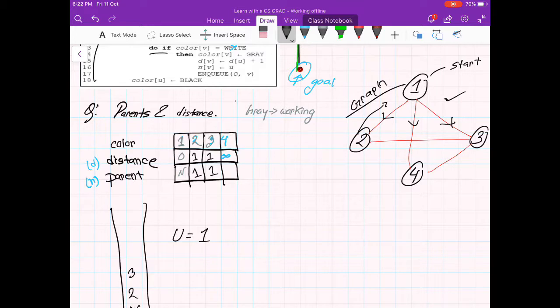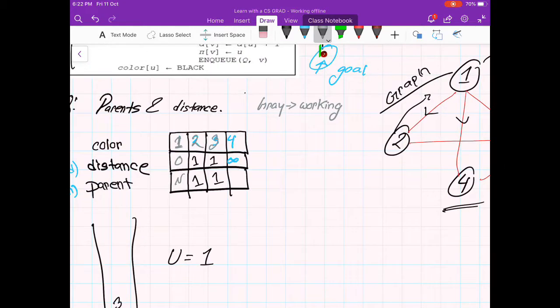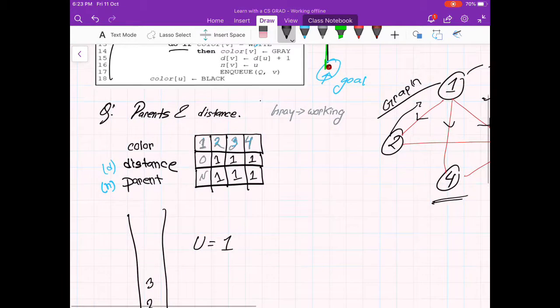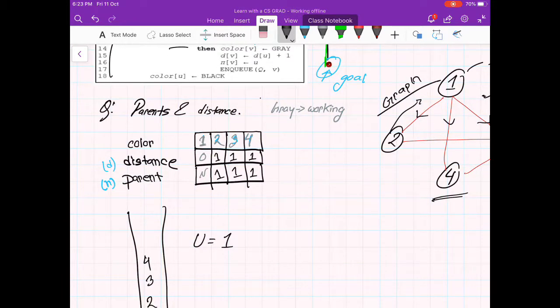And finally we have 4, which is adjacent to 1. So is 4 blue? Yes, of course. So we are gonna work with 4 now. So we make 4 gray, and the distance from the starting node is du plus 1. So u is 0 and plus 1 is 1. So we put 1 here, and the parent of course is 1, right? And then we enqueue 4 here.